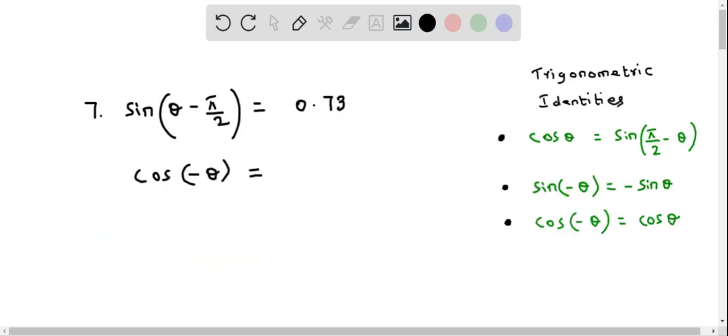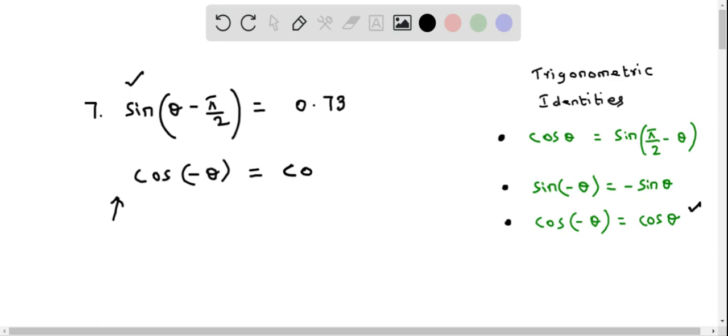Let's do question 7. Here we are given sine of theta minus pi by 2 equals 0.73, and we have to determine cosine of negative theta. First I'm going to use the trigonometric identity for negative angles: cosine of negative theta equals cosine of theta.